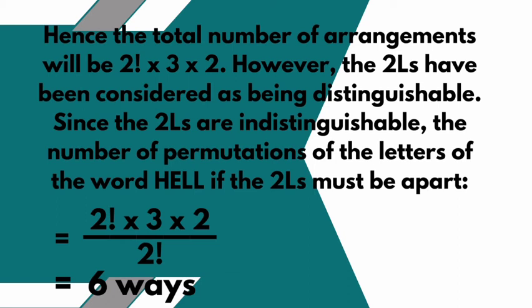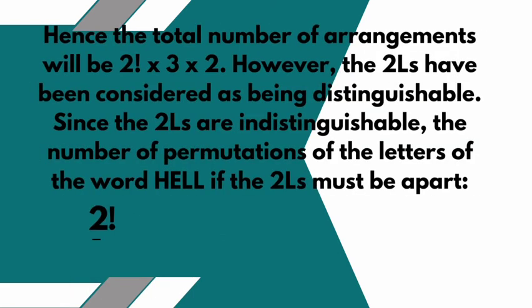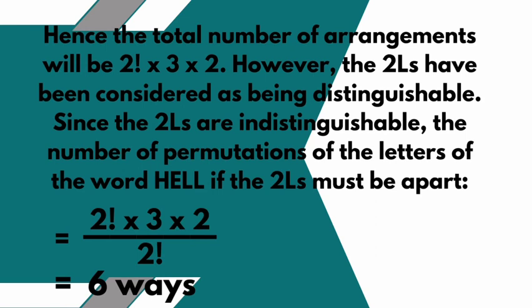However, the two L's have been considered as being distinguishable, and since the two L's are indistinguishable, the number of permutations of the letters of the word HELL, if the two L's must be apart, will give us 2 factorial times 3 times 2 all over 2 factorial. 2 factorial cancels 2 factorial, and that gives us 3 times 2, which is 6 ways.